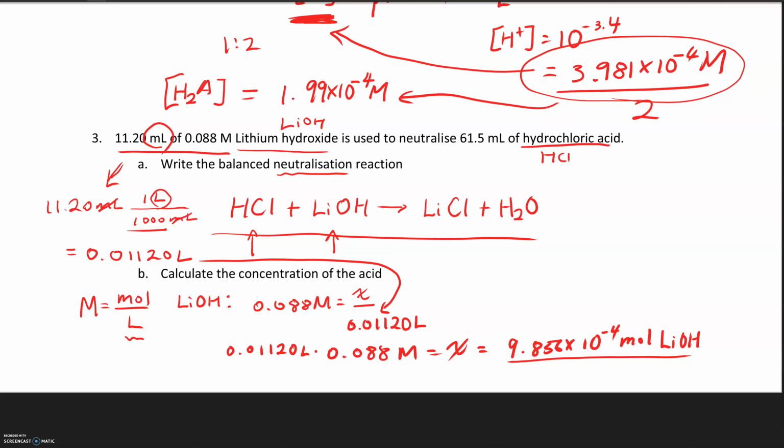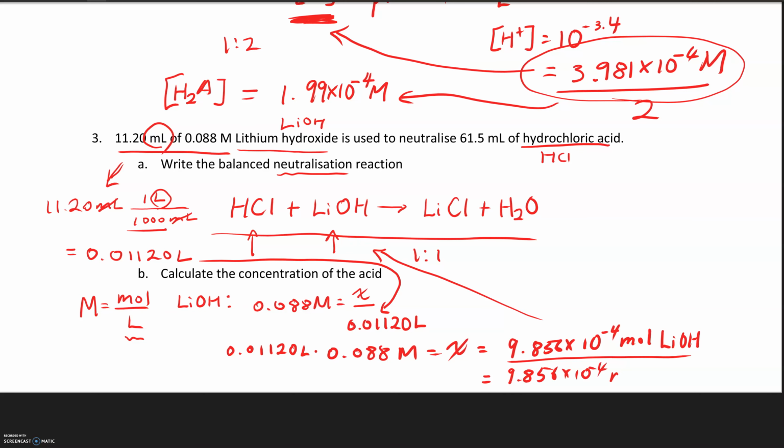However, because this equation is a 1-to-1 ratio, the amount of lithium hydroxide used in terms of moles should be the exact number of moles of HCl used. So we can equivalently write down that 9.856 times 10 to the power of -4 moles of HCl was also used in this equation.